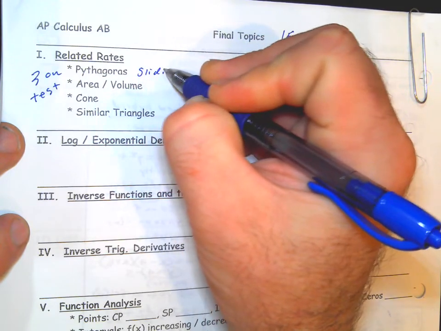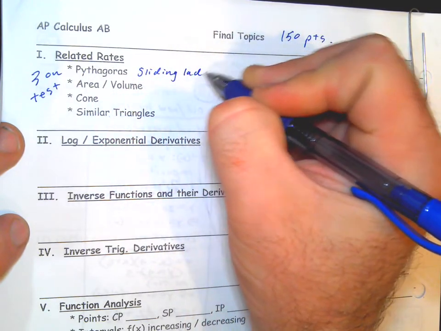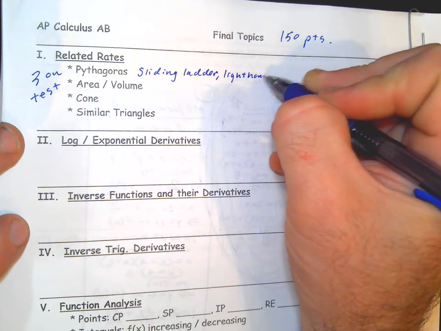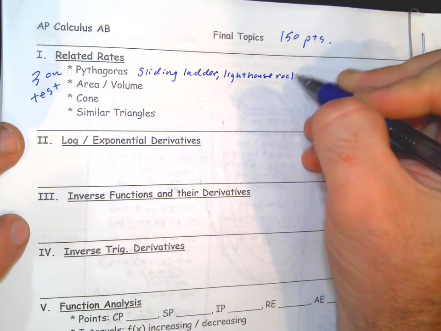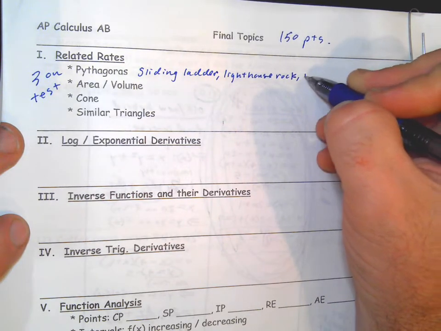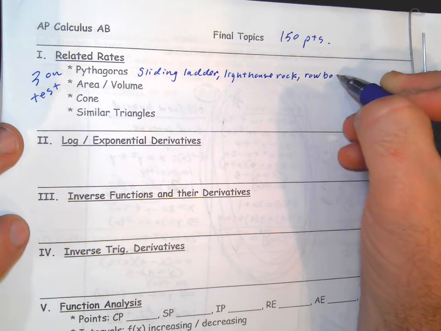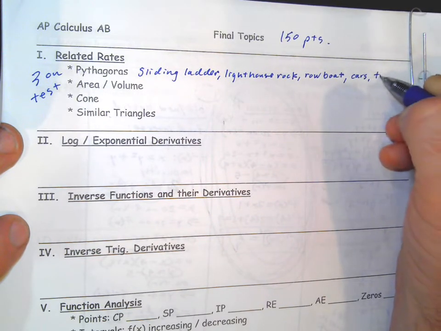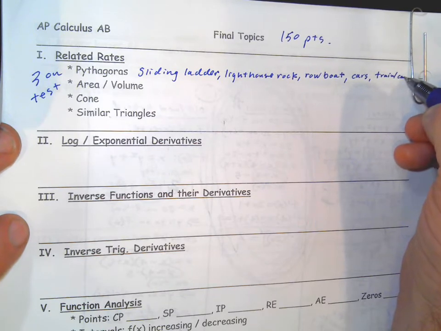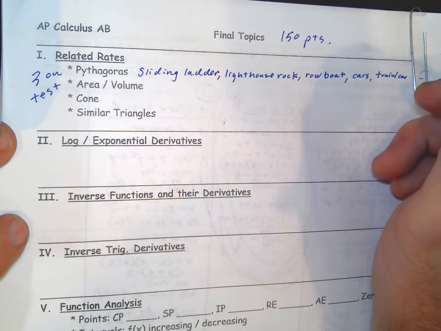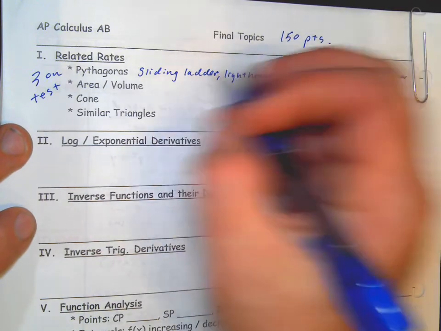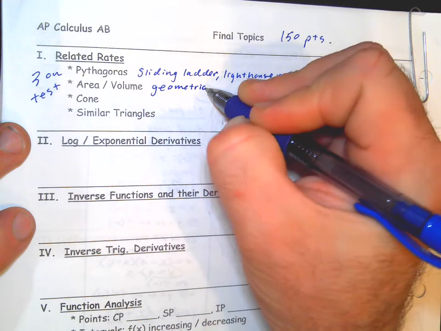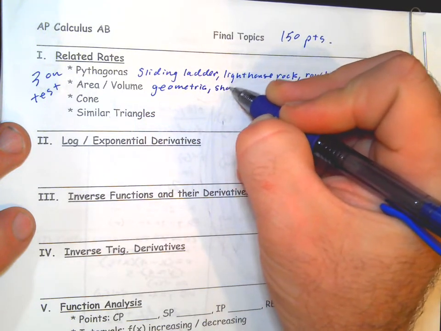Some examples could be the sliding ladder problem, the lighthouse rock problem, the rowboat problem with the dock, the 2 cars problem, the train and the car problem. So we've had a lot of problems that have involved the Pythagorean theorem, right triangles. Area and volume, tons of area and volume, geometric shape within a shape.